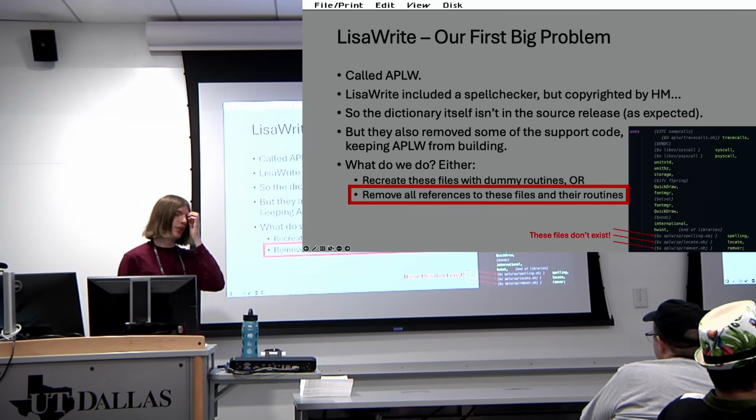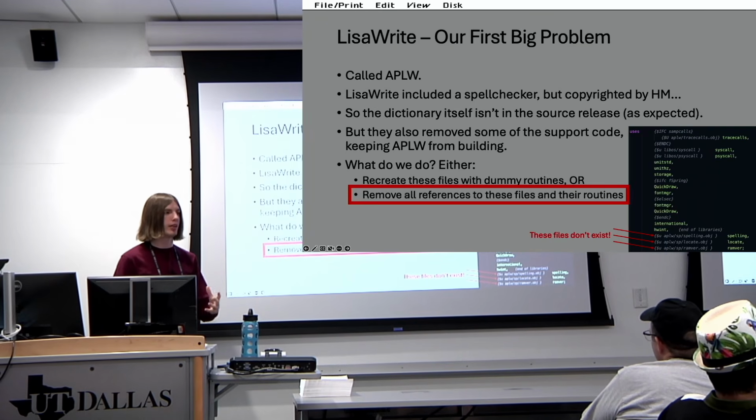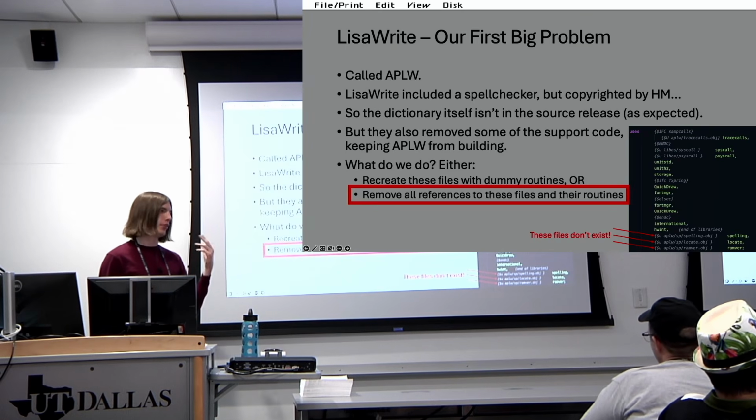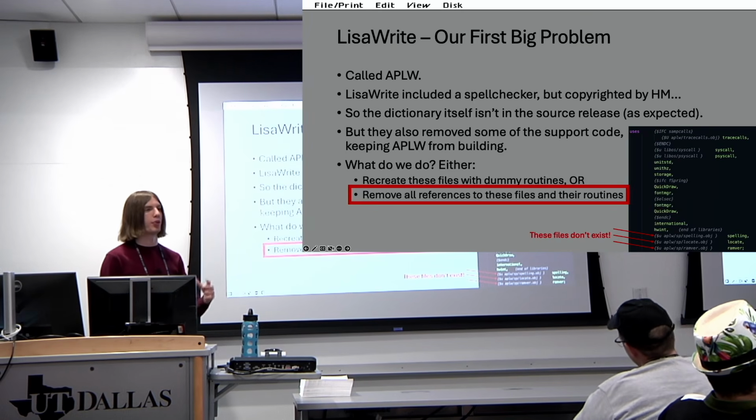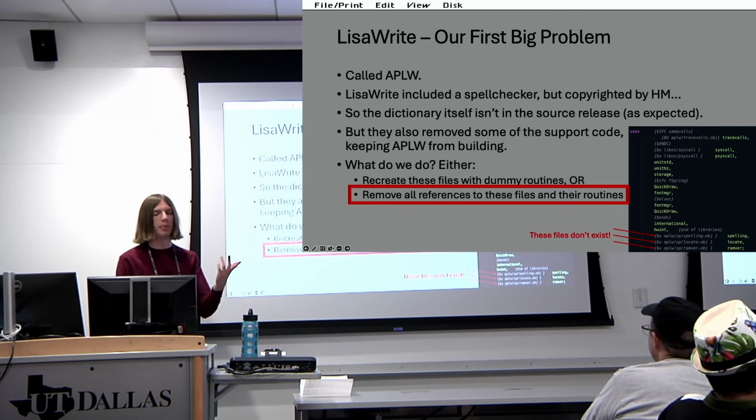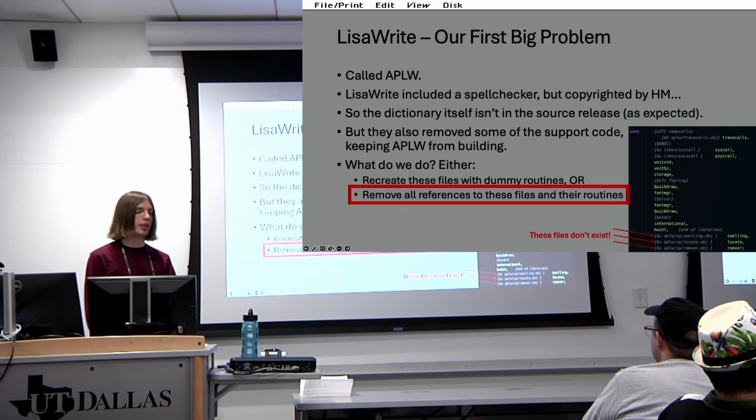But for some reason, they also left out some of the supporting code that helps the spell checker work. And you wouldn't think that would be a problem, but it actually kind of is, because those files are used by other source files. And so if they're excluded, things won't compile properly. So what do we do? Well, there are 2 different options.